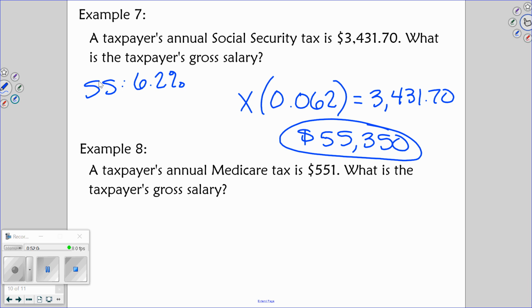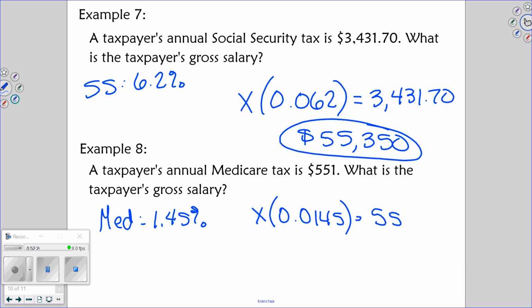Example 8. A taxpayer's annual Medicare tax is $551. What is the taxpayer's gross salary? What's Medicare? That's the 1.45%. So same idea. Normally you would take how much money I make and multiply that by the 0.0145, and it would equal the 551, the tax. So how do I reverse it? You divide by 0.0145. There you go.